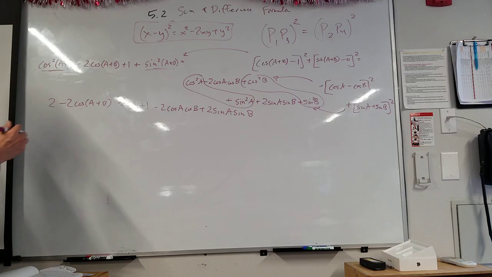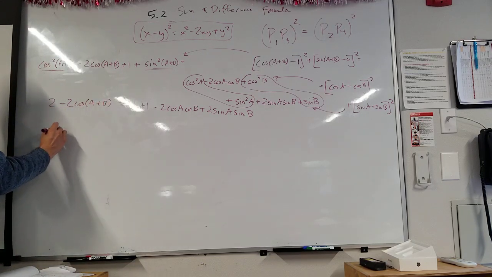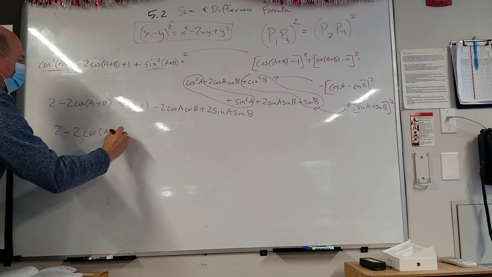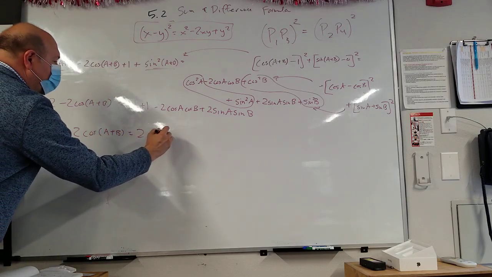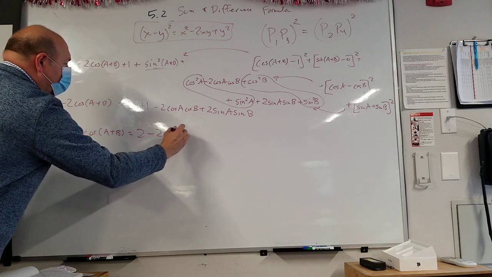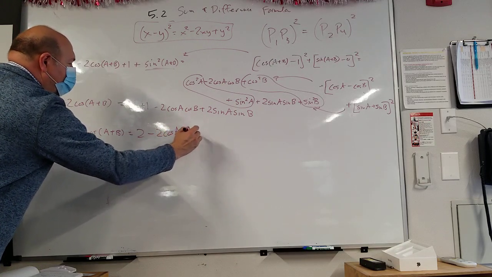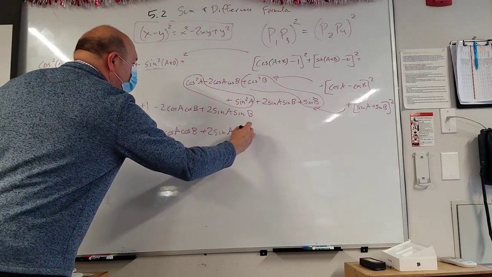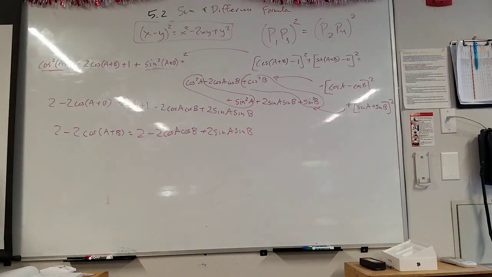Let me simplify just a little bit more here. So 2 minus 2 cosine of A plus B is going to be 2 minus 2 cosine of A cosine of B plus 2 sine A sine B. Okay, talk to me. What else can we do?